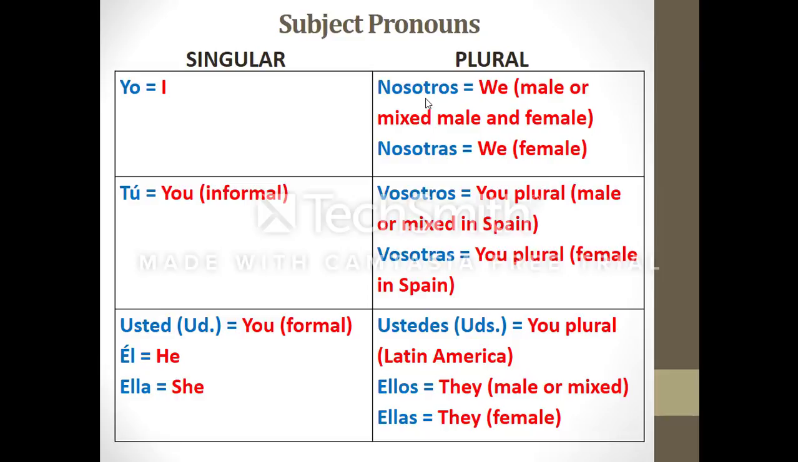And the last box says ustedes, means you, plural. This is used in Latin America. So if you're talking to a group of people, you want to use ustedes. And notice that it also has an abbreviated form, which you can write either way, spelled out or abbreviated. Both are pronounced ustedes. Ellos and ellas both mean they, but ellos is they if it's mixed or just male, and ellas if it's all females.